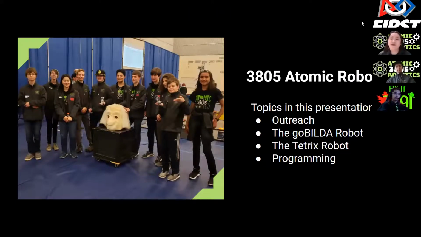Hi, we are 3805 Atomic Robotics, an FTC team based in Edmonds, Washington. Today, our presentation will cover some of the outreach we've done, our two robots, and some programming.